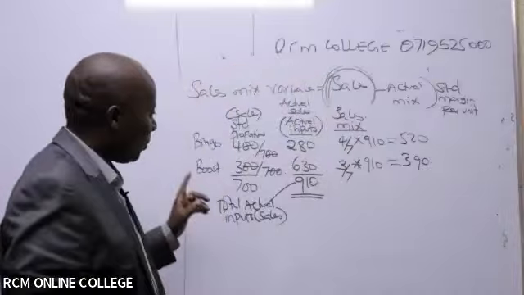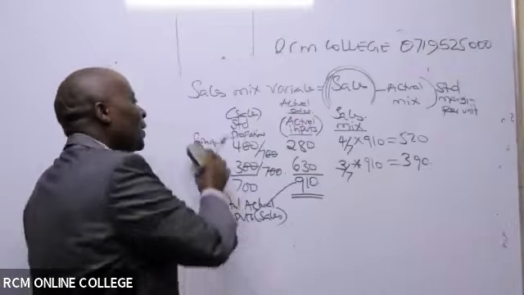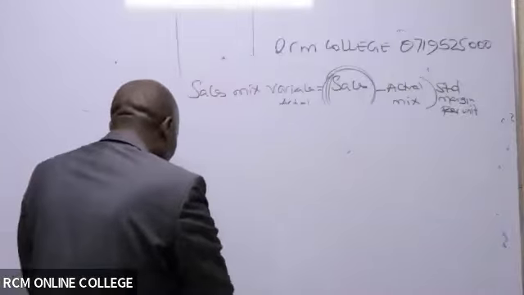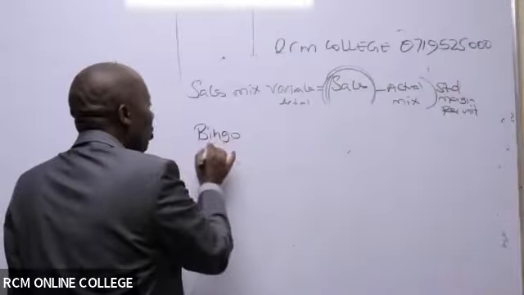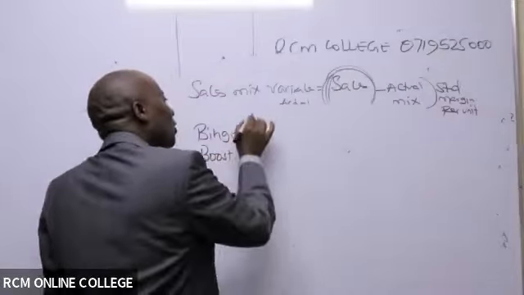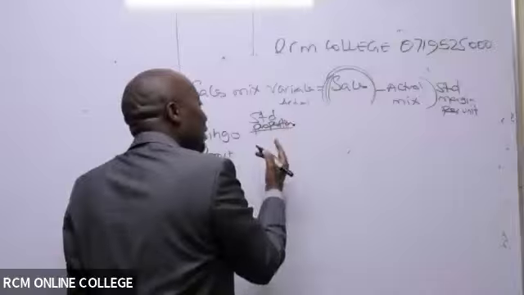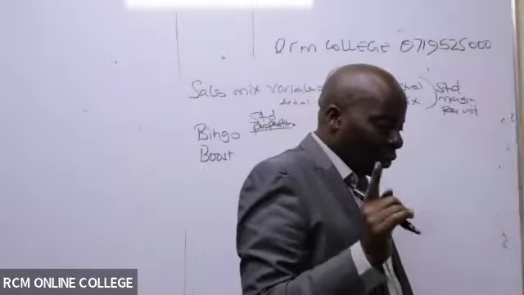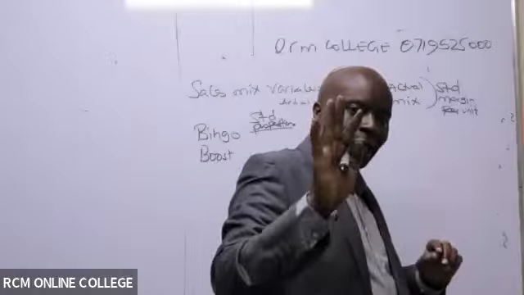Ladies and gentlemen, I would want to repeat this concept of mixing. If you give me this kind of a question, this is how I will tackle it. We have two products, bingo and boost. The first thing I will do is give them the standard proportions. We had budgeted to sell 400 units of bingo for 300 units of boost. If you sell 4 of bingo, you sell 3 of boost.